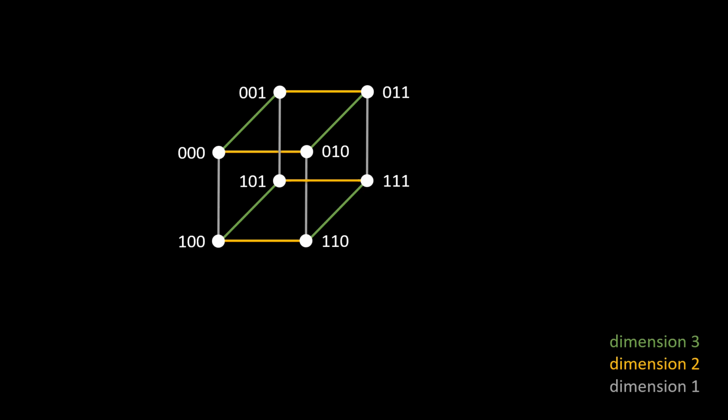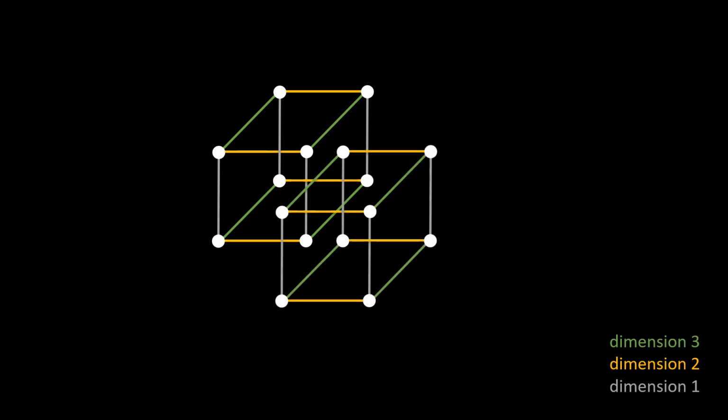Let's remove the node labels to see the Hypercube more clearly. Now let's go for dimension 4. As before, we clone the whole network, and then add new dimension 4 edges. This already looks quite messy, but still follows the same simple principle as before.